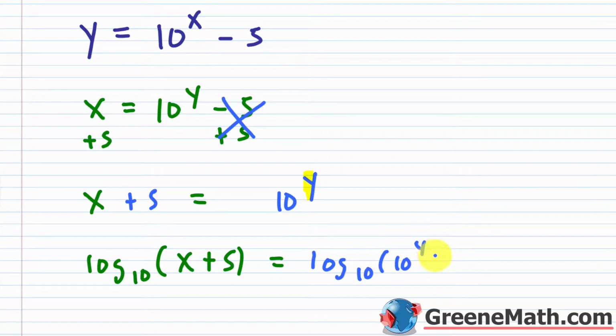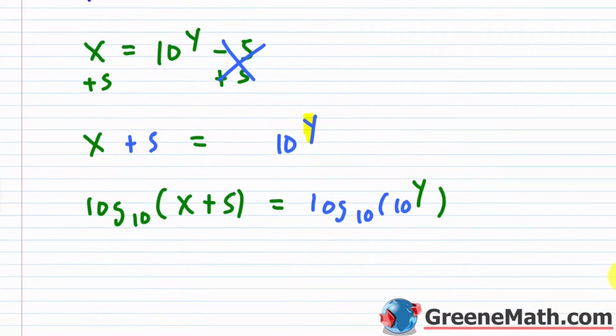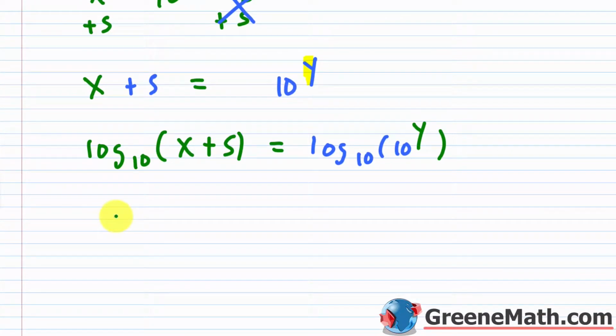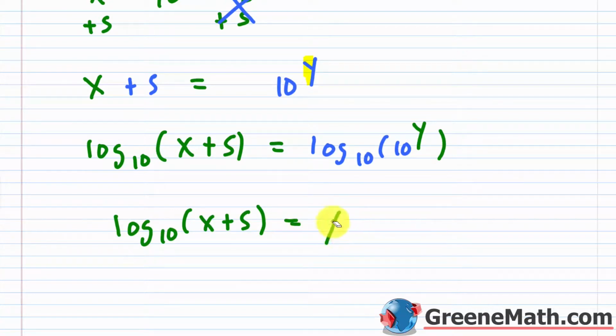Let me make that more clear. And what happens is log base 10 of 10 raised to the power of y is just y. So this is a y. Okay, so if I scroll down, get some more room going, what I have is log base 10 of x plus 5 is equal to y. And I can just replace this at this point and say this is my f inverse of x.